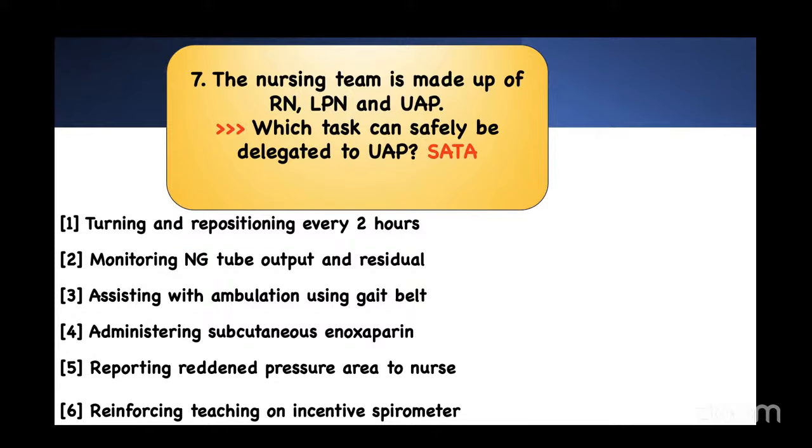Which of these are activities of daily living, right? Turning the patient every 2 hours. Excellent. That's what you need, right? The turning will help with that so that the LPN can do something else. So one is right. Monitoring NG tube output and residue, they cannot do that. UAP, I said anything that does not require thinking. So they cannot monitor NG tube output or residue. That should be done by the LPN. They can assist the client ambulating with the gait belt. So that's ADL. They cannot give the enoxaparin. Administration is negative.